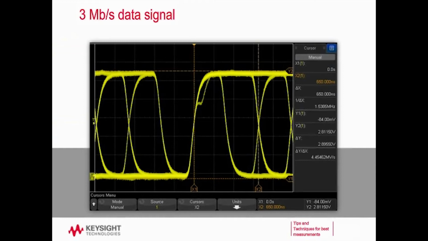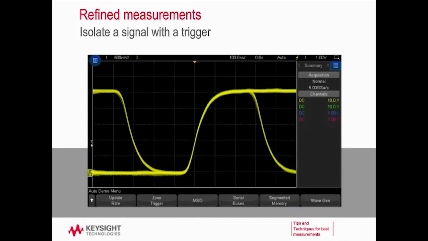It's on my system, and I can see that I have a little bit of a glitch here. I want to go in and measure this glitch, measure signals around this glitch, and figure out what's really happening here. Maybe from these measurements I can determine some root cause. When I go to do that, I only care about the glitch signal. I don't care about all these other data bits that are coming in.